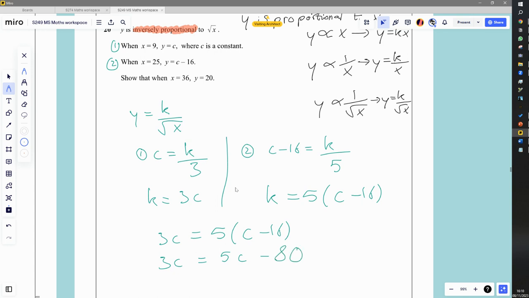And what I'm going to do here is add 80 to both sides, and then take away 3c from both sides. I will put 80 over on the left-hand side just to make it a little bit easier to follow: 2c. So therefore, c should be equal to 40, if I've not made any mistakes there.